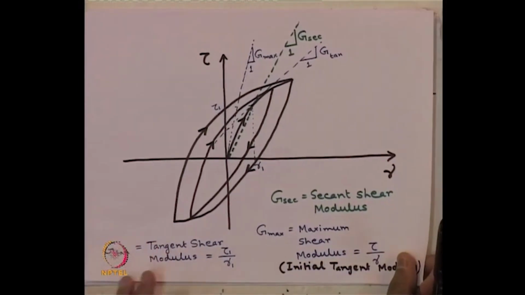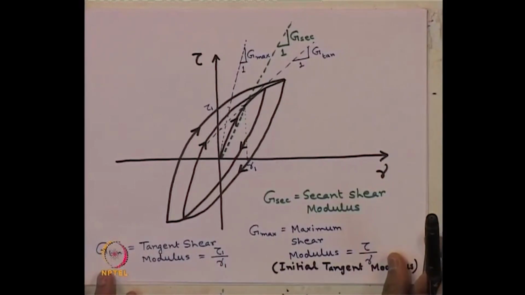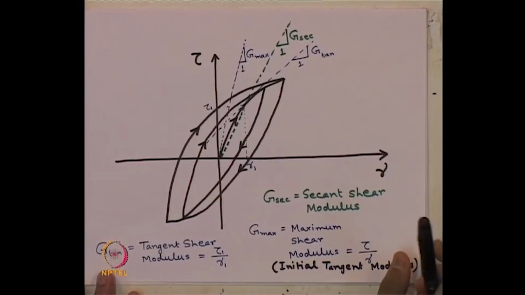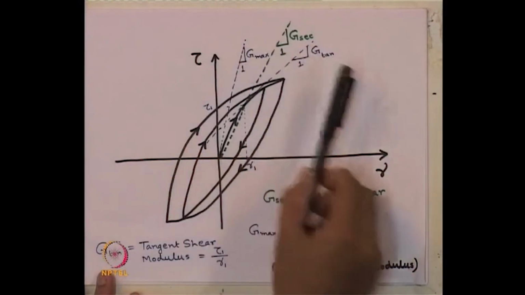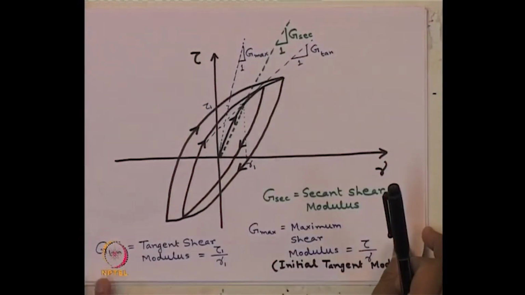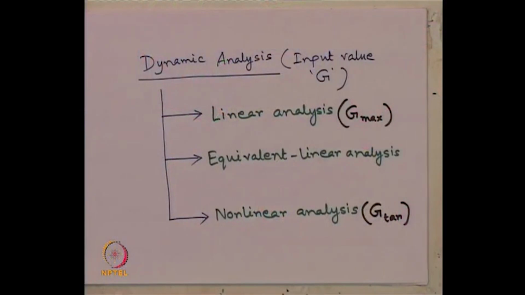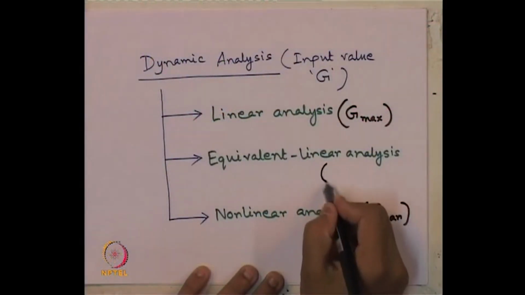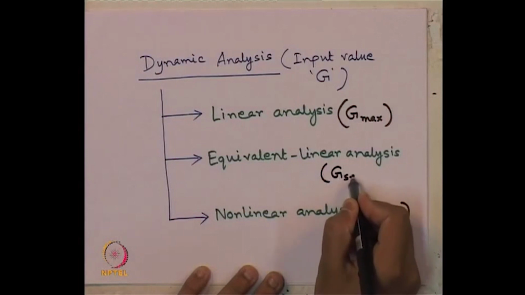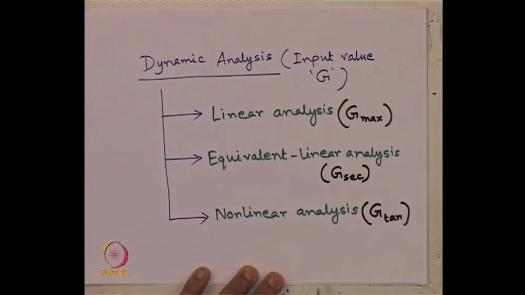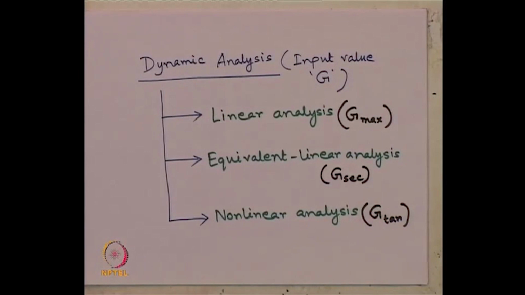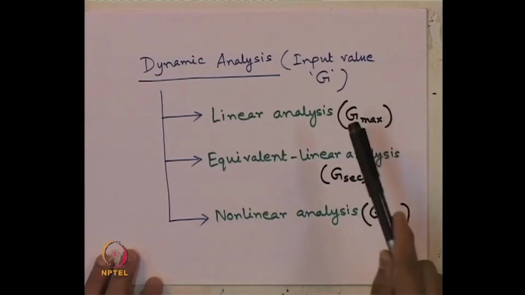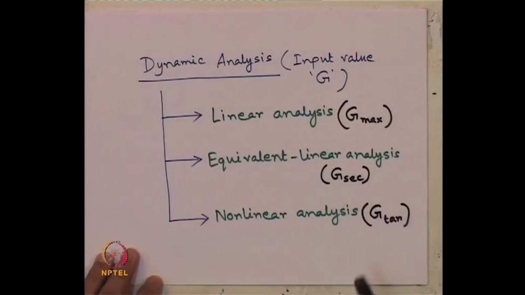That is why the equivalent linear model is very commonly used, where we are not compromising with linear analysis, and also we are not entering into the complexity of nonlinear analysis. But truly speaking, for important problems, we must do the nonlinear analysis. So, for equivalent linear analysis, we use secant shear modulus. Okay. These are the basic 3 types of dynamic analysis based on the different input value of G.